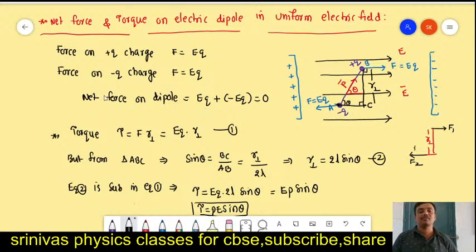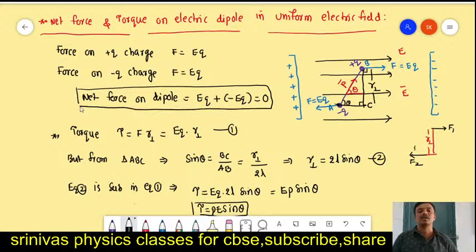And net force is 0. Why is the net force 0? Because of equal and opposite forces. The net torque formula is this one. We can write this in vector form also: tau bar is equal to P bar cross E bar. This is the torque formula, right? Understood, students?